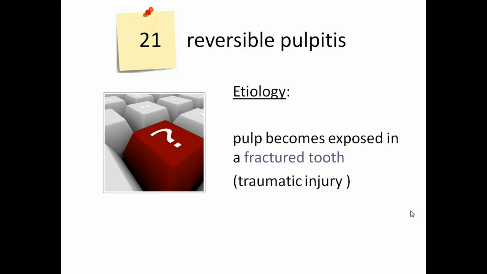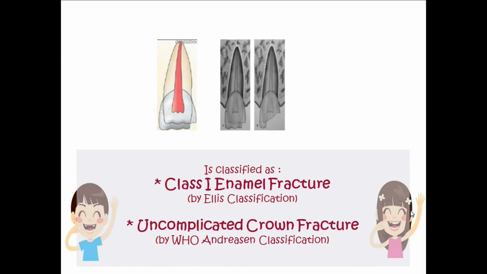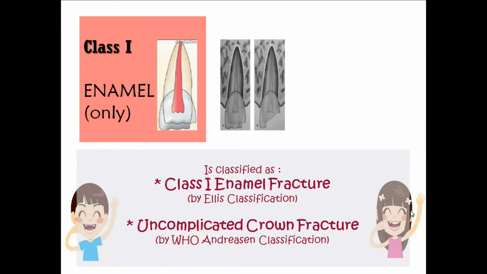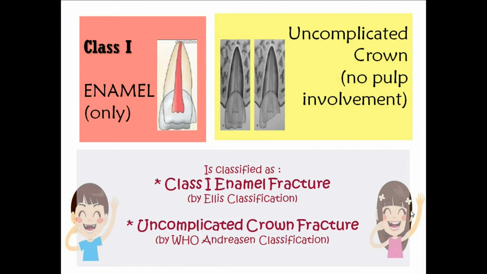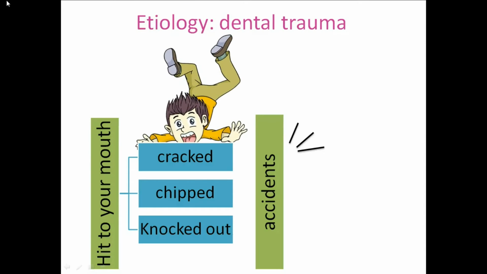There are 2 classifications for fracture. First is the Ellis classification, and there's a WHO classification. It is class 1 enamel fracture by Ellis classification and uncomplicated crown fracture by the WHO classification. For tooth 3-6, 3-8, and 4-8, the etiology is dental trauma, which can cause your tooth to be cracked, chipped, or knocked out. For this case, it's caused by an accident.